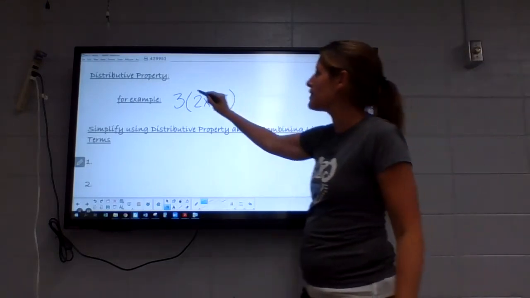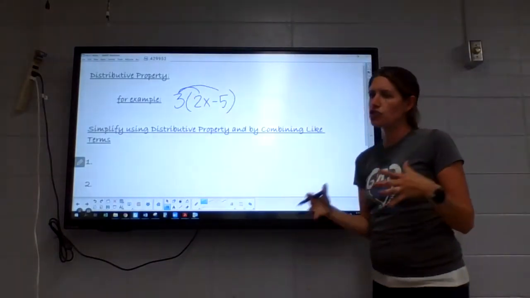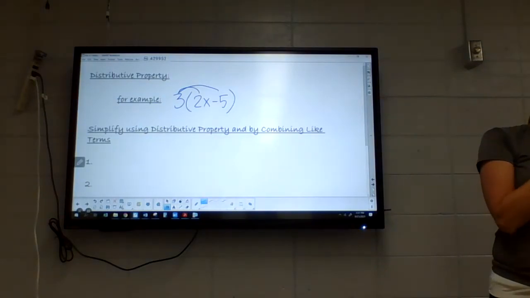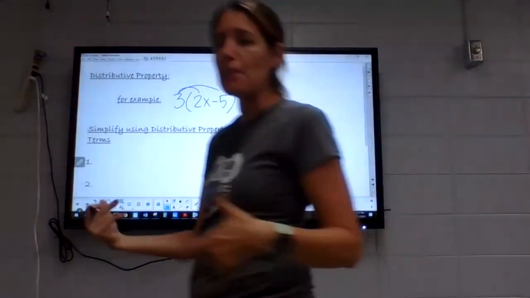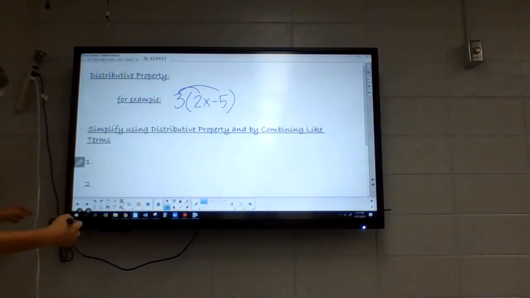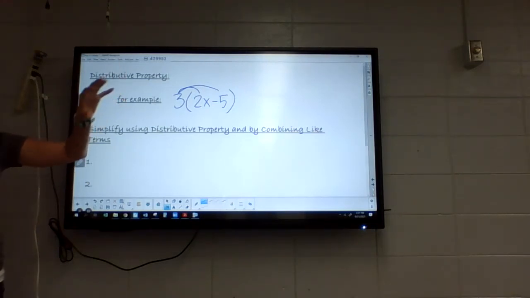Yeah, they both get that 3 on the outside. So it gets distributed either by multiplication or it could be division. There can be distributive property with division, we'll talk about that as well. So every term gets that multiplied or divided to it.